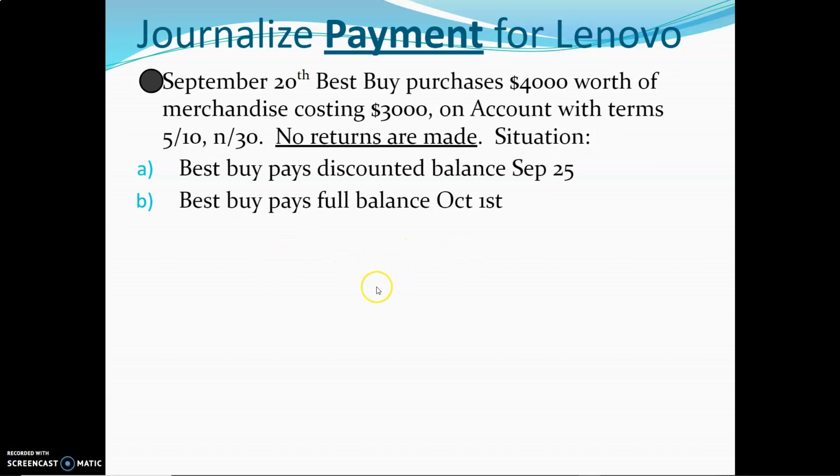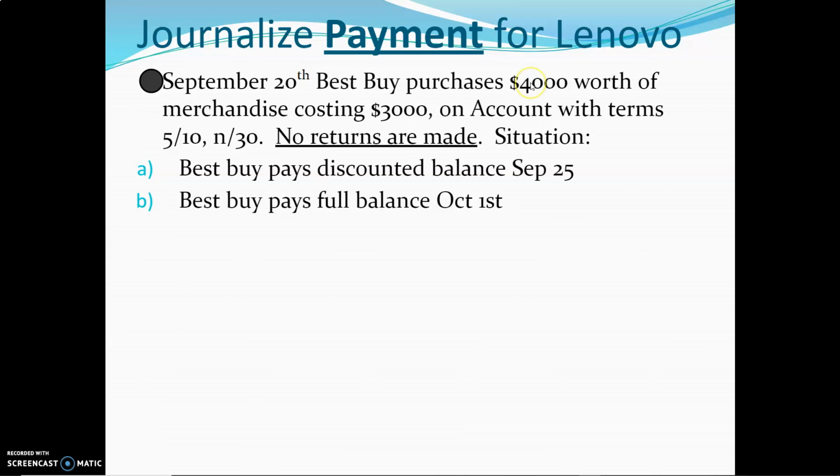So let's just recap. These goods are being purchased by Best Buy from Lenovo. We've already done the entries for the sale of those items, and now what we need to do is the payment entries. So we've got one entry, which is here, made early, and this is actually going to be more complicated. But what exactly is our discount going to be?